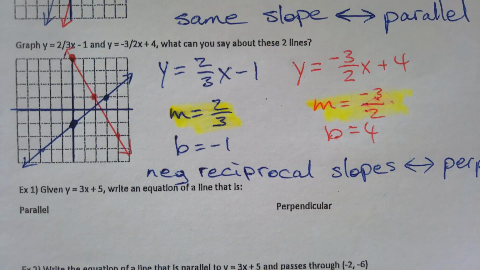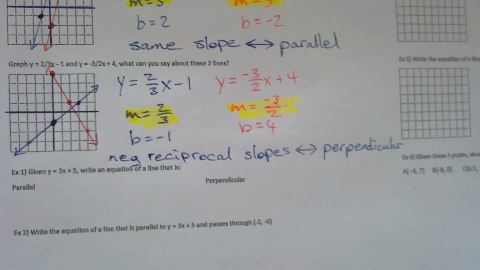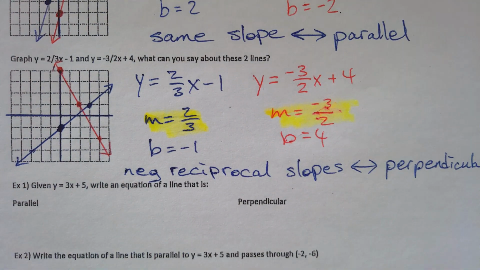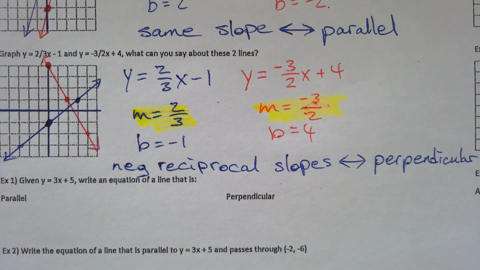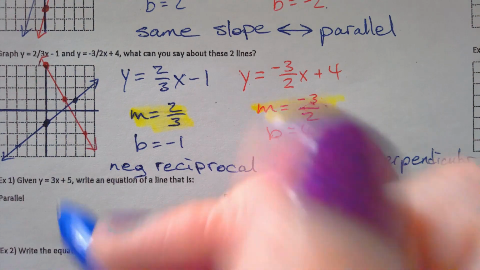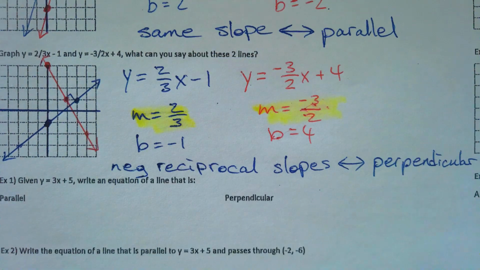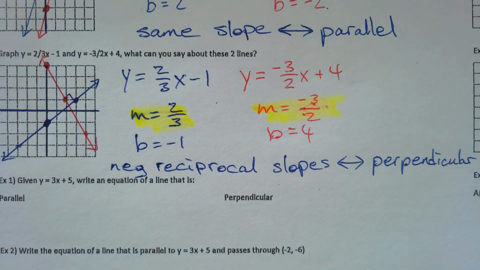I'll zoom out in a bit. What is that angle? When we say two lines are perpendicular, the angle is 90 degrees. So this angle right here is 90 degrees.